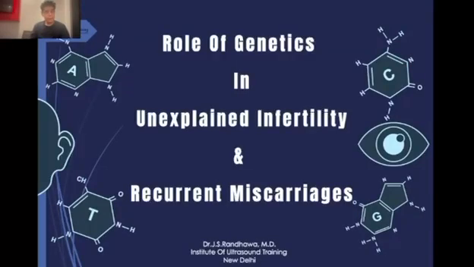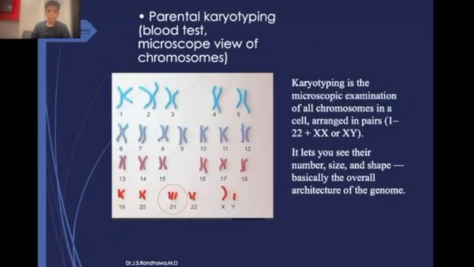Role of genetics in unexplained infertility and recurrent miscarriages. Karyotyping, a very basic and important investigation, helps you see under the chromosome the shape of a chromosome, the size of the chromosome, and even the number of chromosomes. Like here you can make out number 21, 3, that is trisomy. And trisomy means this is a case of Down syndrome. 21 chromosome trisomy.